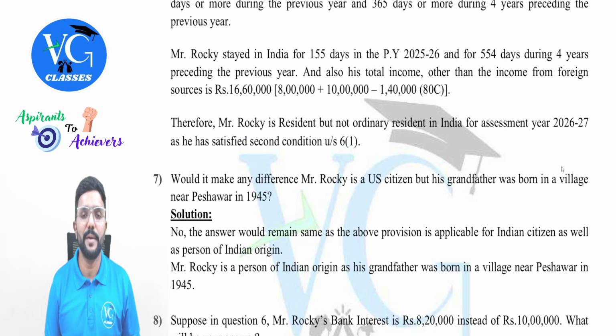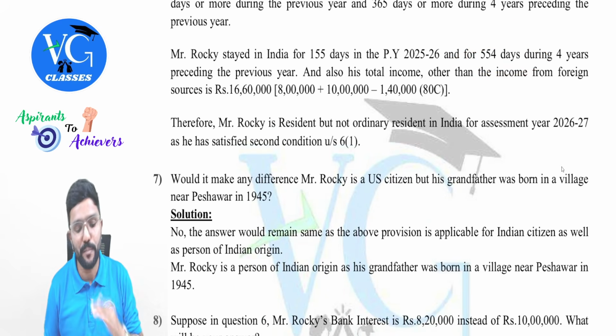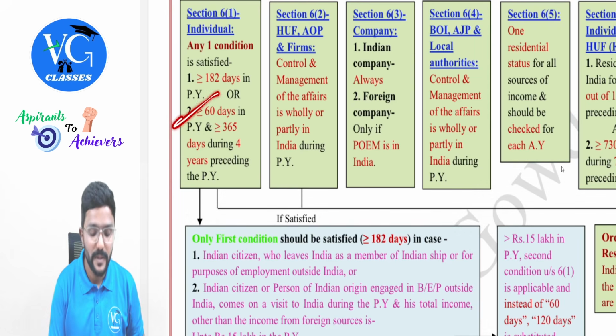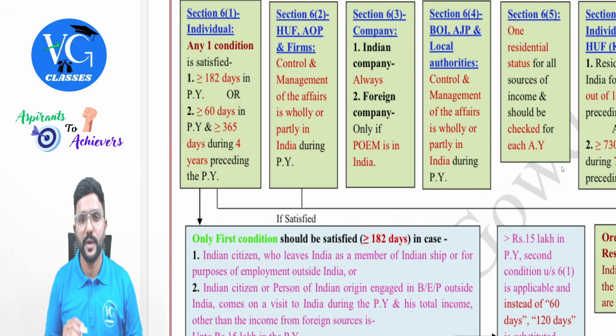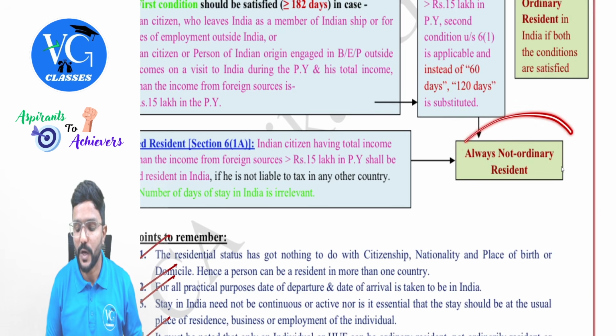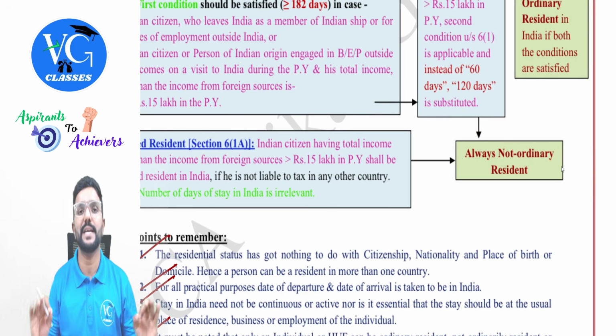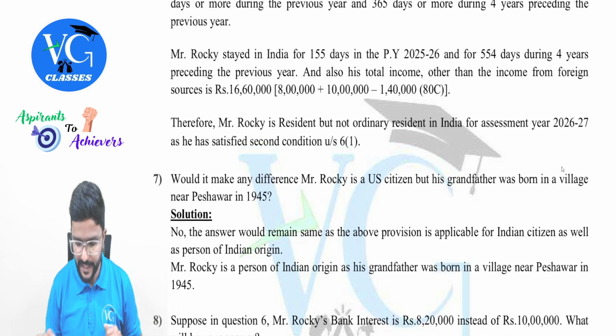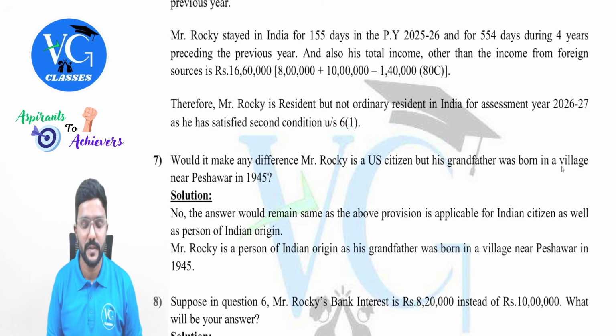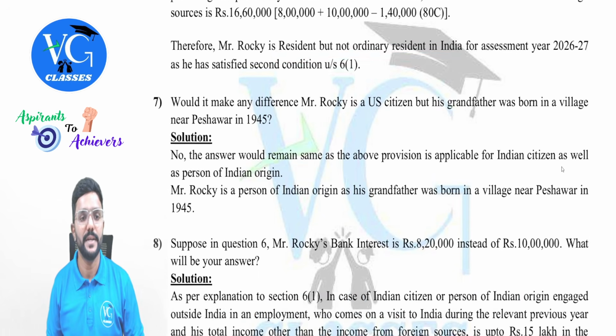Okay. So did he satisfy both the conditions which come under point 2? Yes, sir. He satisfied both. So he would straight away become what? Not ordinary resident. No need to check additional conditions, guys. Yes, sir. So he's resident but not ordinary resident.